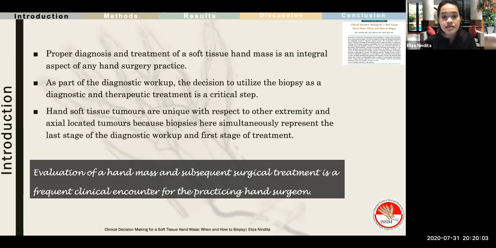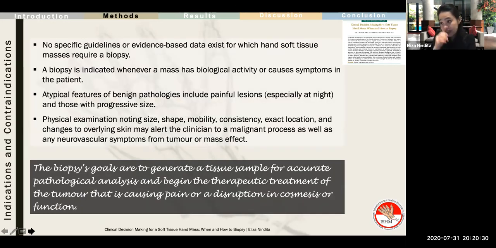Evaluation of a hand mass and subsequent surgical treatment is a frequent clinical encounter for the practicing hand surgeon. The clinical evaluation of benign and malignant hand tumors has traditionally focused on diagnosis, surgical excision, and reconstruction. And actually, there are no guidelines for doing a biopsy for the hand tumor itself. There is no specific guideline talking about a hand tumor itself. This makes the question of when we require a biopsy.